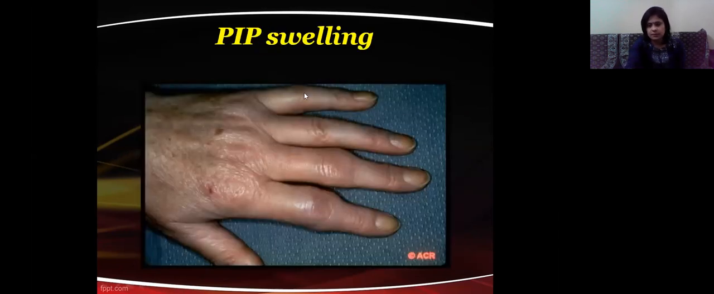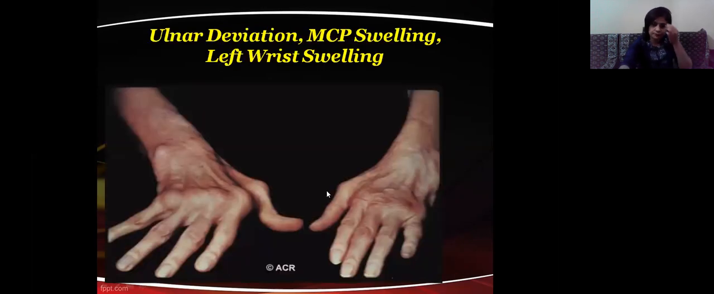See, this is the proximal interphalangeal joint swelling. In these two fingers, it's more evident. This is ulnar deviation of the right hand. Here, metacarpophalangeal swelling, and in the left hand, you can see this swelling of the wrist joint.